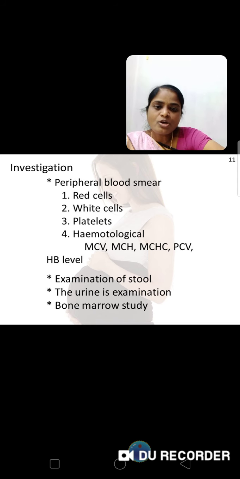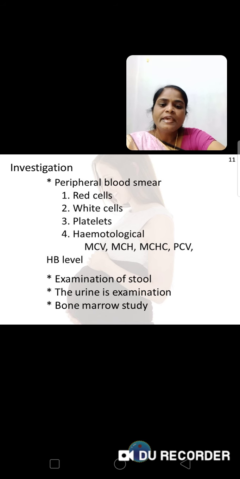So there is the mean corpuscular volume, mean corpuscular hemoglobin concentration, packed cell volume, CBC (complete blood count), and hemoglobin level. These are the things we can investigate, and find out how to categorize the anemia as mild, moderate, or severe, and according to that we can treat.